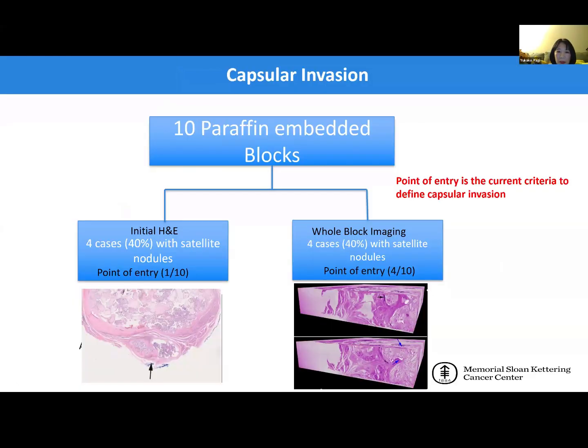After this study, we found that point of entry is the definition of capsular invasion. So finding the number of points of entry is very important for thyroid cancer. Using just a histology slide, we found only 1 point of entry, but using whole block imaging, we found 4. So we found an additional 3 points of entry.